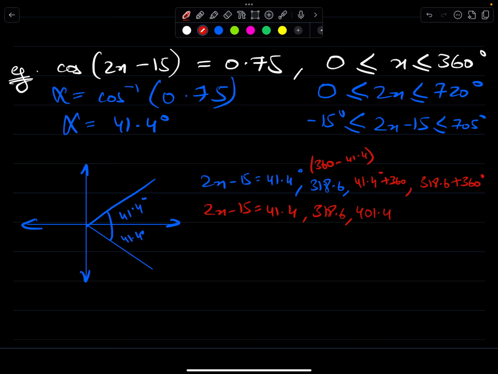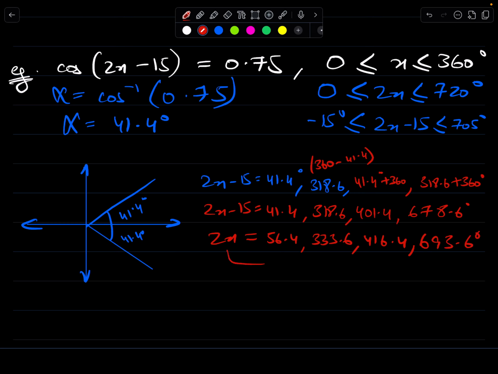So we have 41.4, 318.6, 401.4, and 678.6. We will add 15 to everything on the right hand side, because minus 15 goes there and it becomes positive. Thus we have 2x as 56.4, 333.6, 416.4, and 693.6. We will divide everything by 2 and give our final answer to one decimal place because it's in degrees.